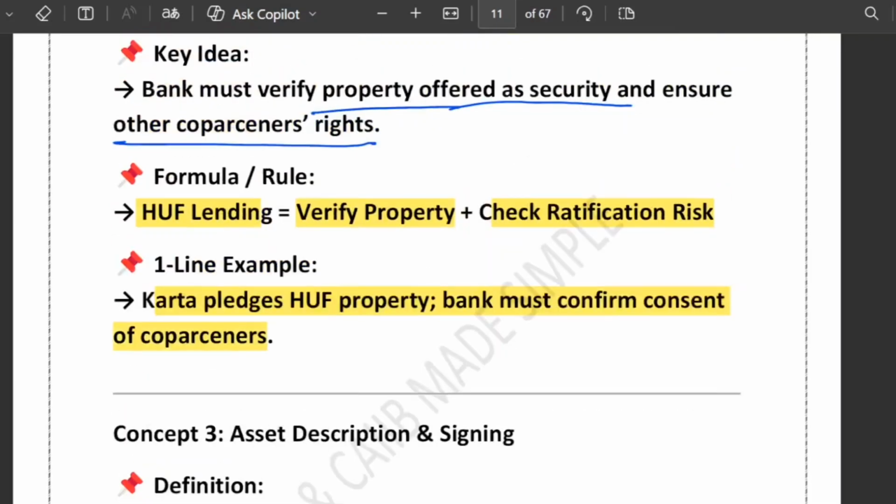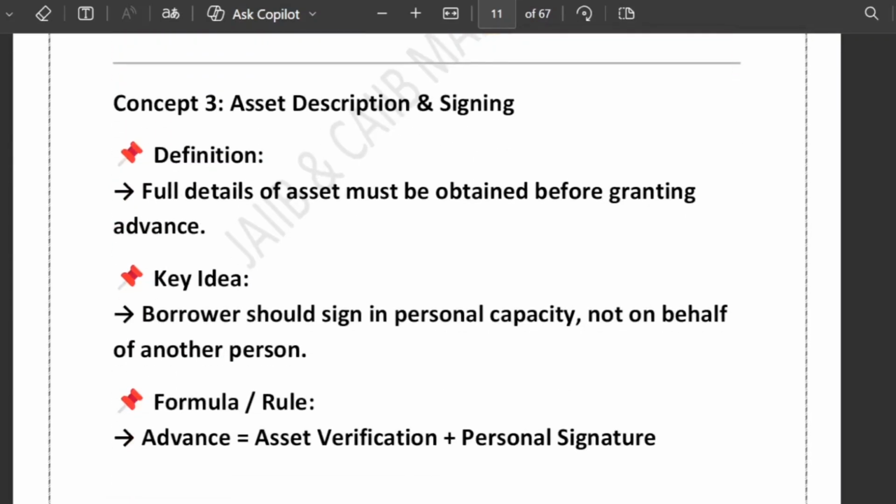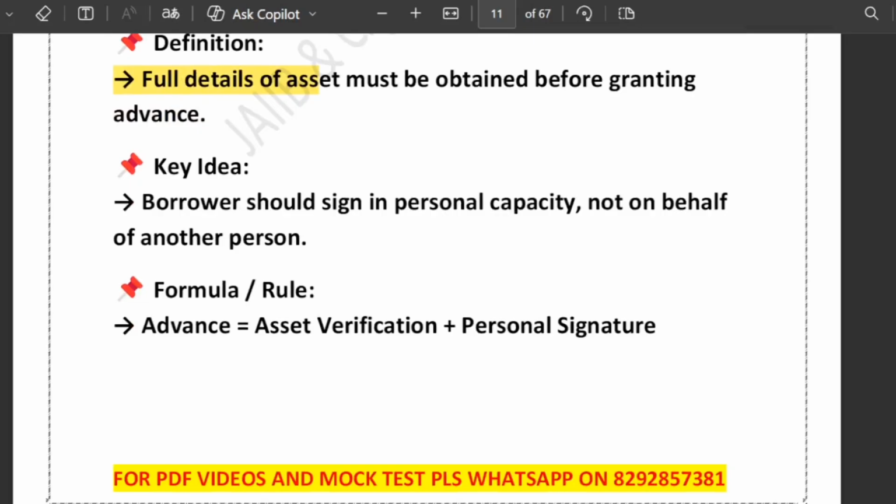So this is in the context of HUF property. Now the next point is asset description and signing. Full detail of the asset must be obtained before granting any advance. The key idea is that the borrower should sign in personal capacity, not on behalf of another person. Very, very important thing. That's why full detail of the asset must be obtained. Any borrower should sign in personal capacity, not on behalf of another person.